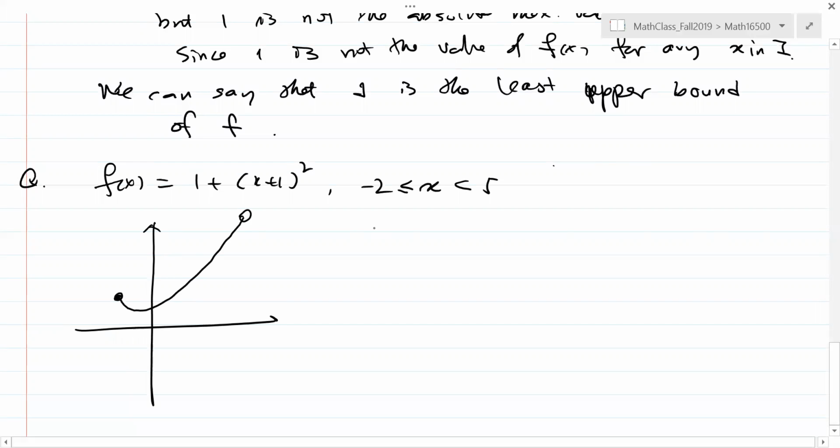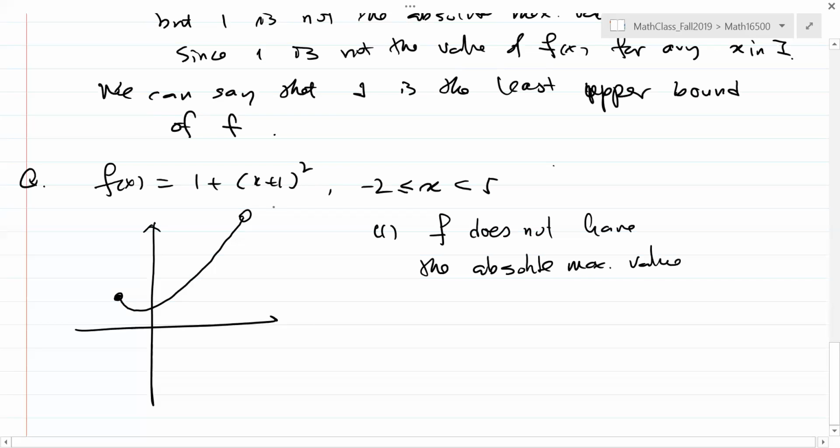Step 1: f does not have the absolute maximum value. Okay, this is a point, x equals 5. What is the value of that point? 37. Okay, and this is going to be when x equals -2. It's going to be (-2, 2).